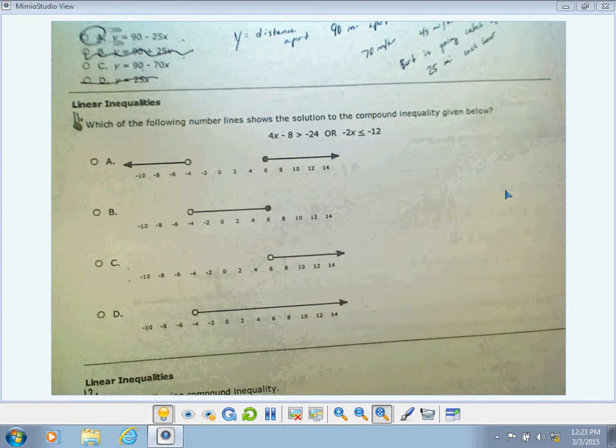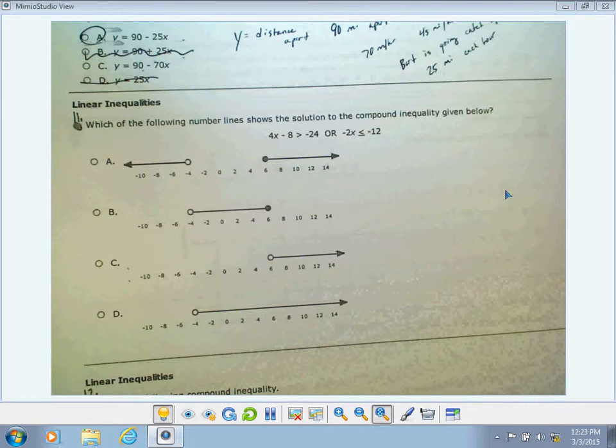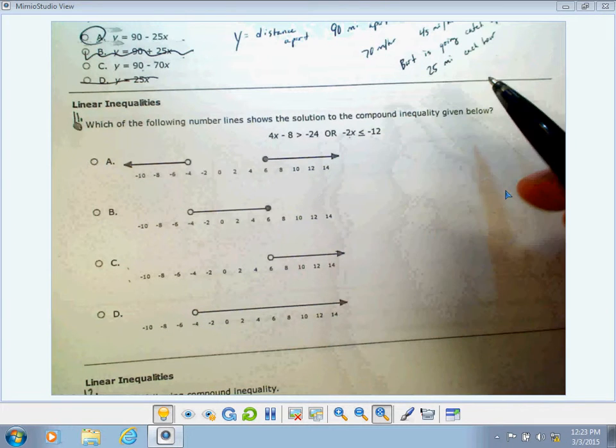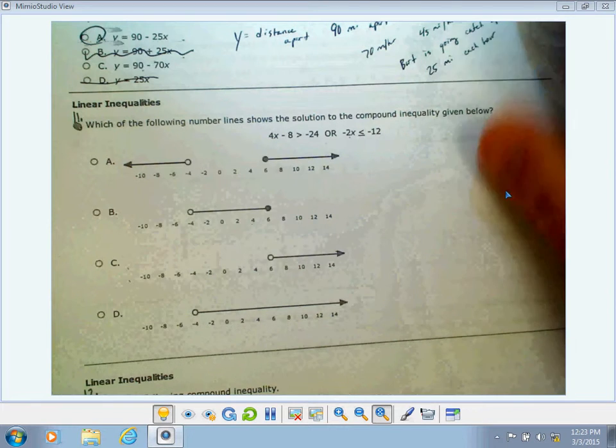All right, let's go to linear inequalities. You guys did really well on the quiz on linear inequalities, but then when it came to the Study Island benchmark, I think maybe you forgot a little bit of this. So let's see where we're at here. We have an OR setup inequality, but you never know. We might have to do something different, so let's take a look at it.